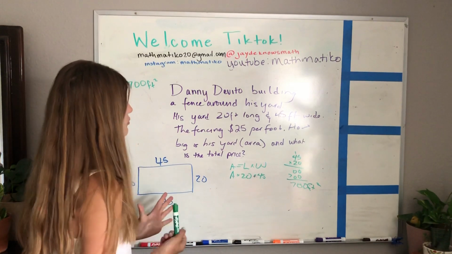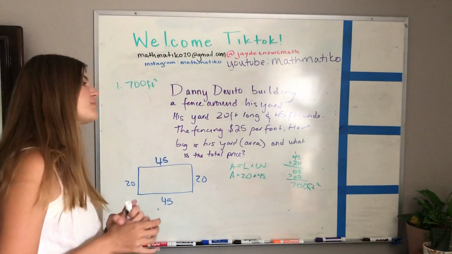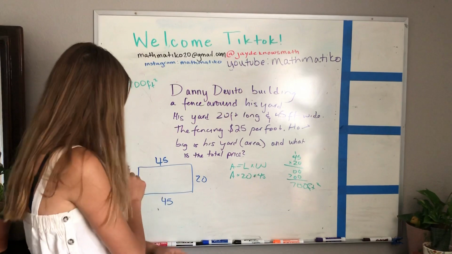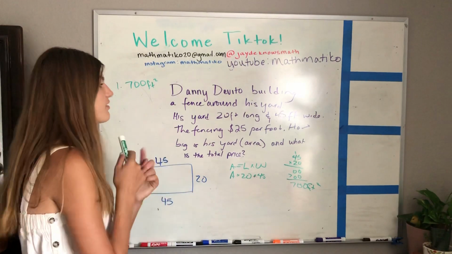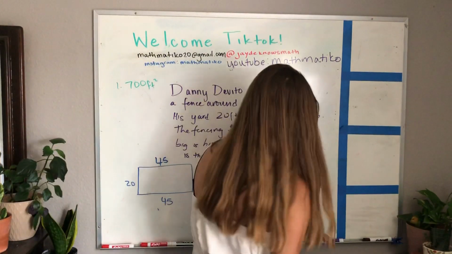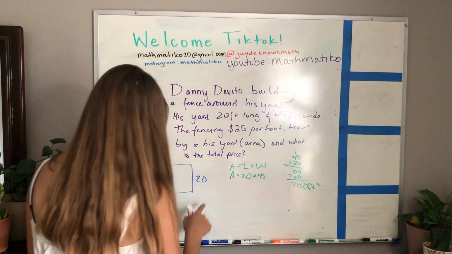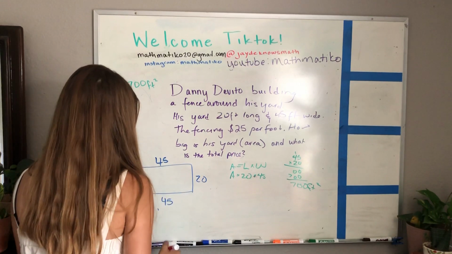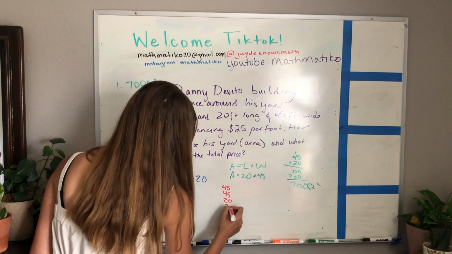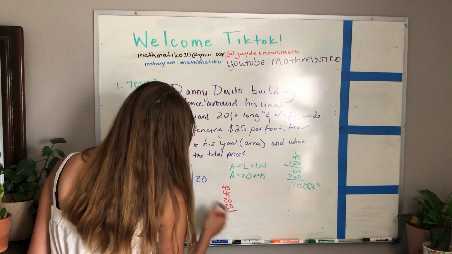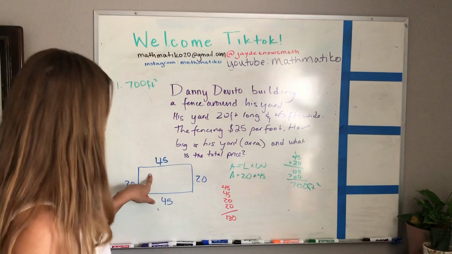Our next portion of the problem is asking how much he spent. Now, at first it may look like we would use area for this, but it's actually not, because fencing goes around. Danny DeVito did not fence his entire yard all the way in. He just fenced the perimeter. So, what's the equation for perimeter? Perimeter is going to be all these sides added together, okay? So we're doing 45 plus 45 plus 20 plus 20. That's going to be 90 plus 40, which is 130. Okay, so that is the perimeter of Danny DeVito's yard.